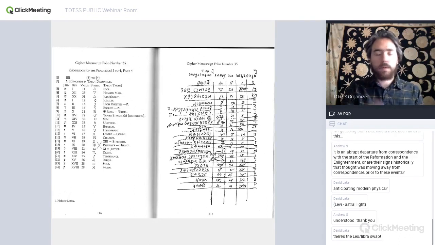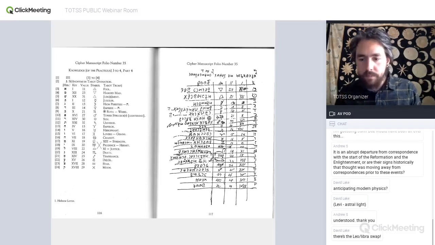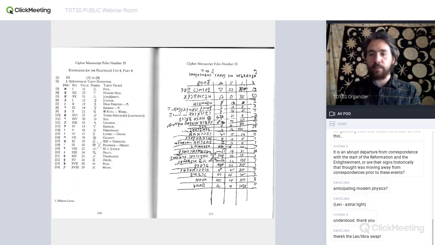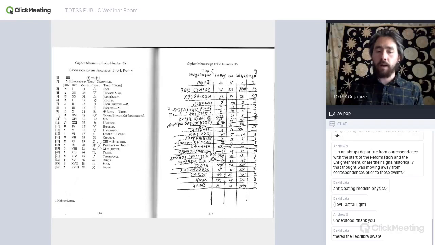Yeah, so Levi may have been involved. I was just trying to think of how much I actually want to say. David's pointing out the Leo Libra thing, and we will talk about that. I was just trying to think of how much I wanted to say about the history and conjecture about the cipher manuscript. One author that a lot of scholars tend to accept as the probable author of the cipher manuscript is a man named Kenneth Mackenzie. He was initiated into some Rosicrucian orders, and had also met with Eliphas Levi in Paris.